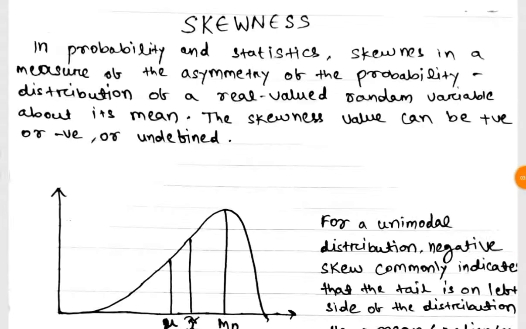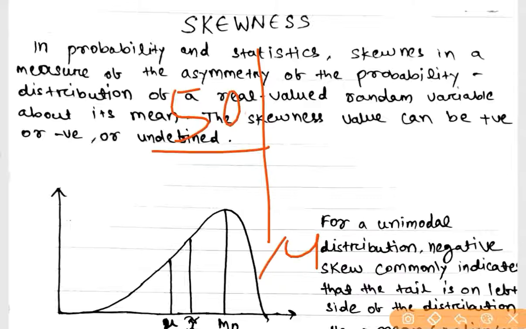Then what is skewness? In probability and statistics, skewness is a measure of the asymmetry of the probability distribution of a real-valued random variable about its mean. We have understood that in a normal distribution there is symmetry around the mean: if this is the mean, this side is 50% and this side is 50%. But in skewness, what happens?